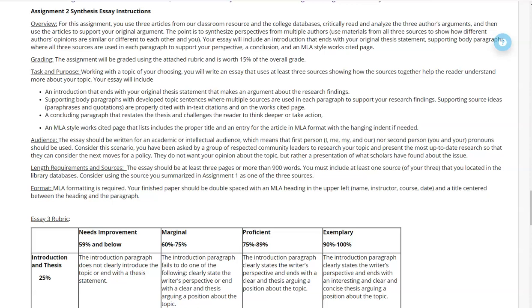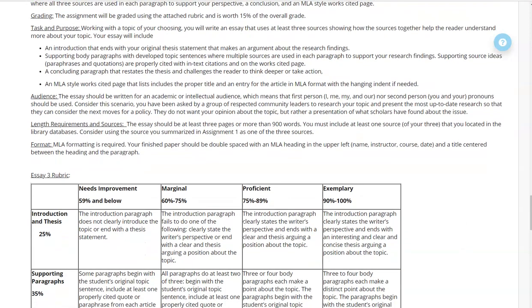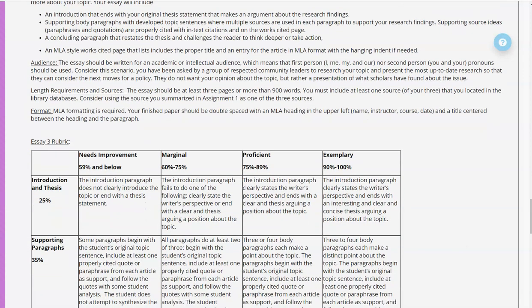This is worth 15% of your overall grade, and the task is to work with a topic of your choosing. You'll write an essay that uses at least 3 sources to show how the sources together help the reader understand more about the topic. So you'll have an introduction that ends with a thesis statement that makes an argument about the research finding. You're going to have body paragraphs that talk about different subtopics within your topic, and then explain what the research helps us to know about those subtopics. And then you're going to have a concluding paragraph.